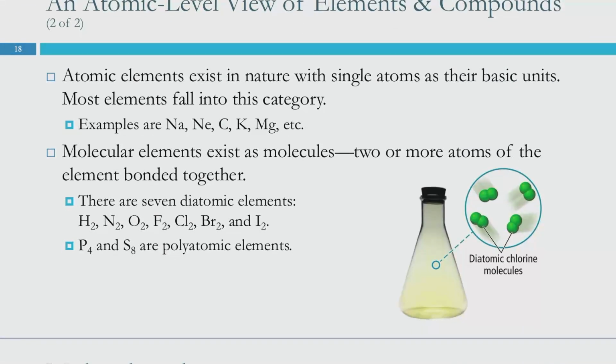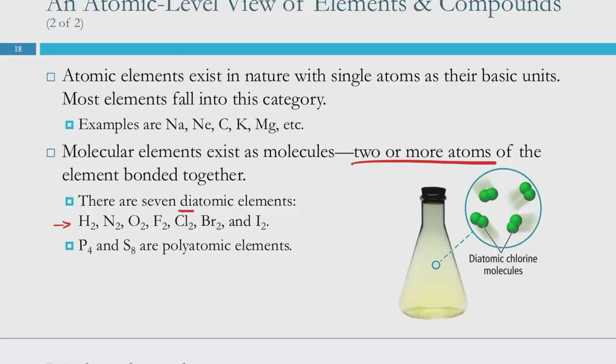Atomic elements exist in nature with single atoms as their basic unit. This is how we've probably mostly been thinking about them. Just one single sphere of that particular element, our single smallest building block. Some examples given. There are also molecular elements that exist, and these are 2 or more elements bonded together. We have 7 diatomic elements listed here, and there's several mnemonic devices for those, to remember those, to memorize those. Those are always going to exist in nature as H2, N2, O2, etc.